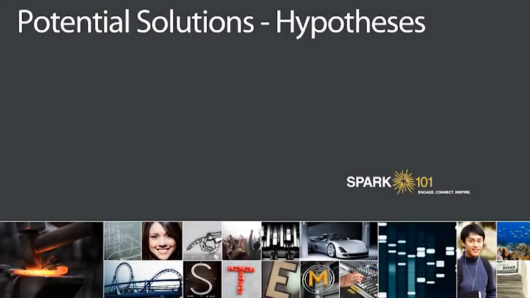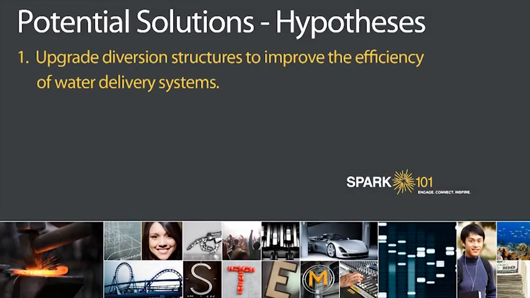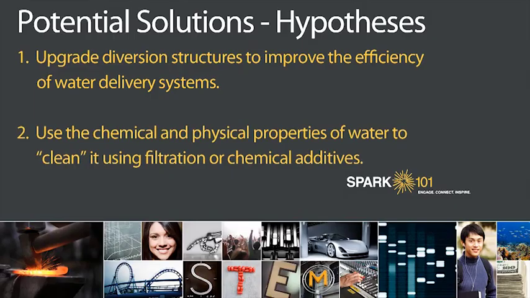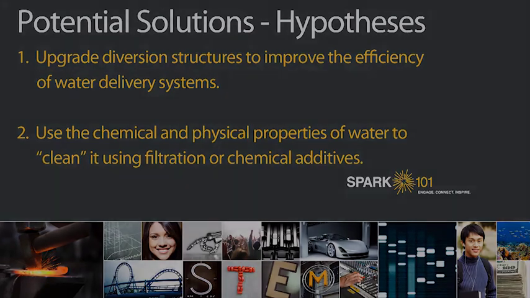The first one is upgrade diversion structures to improve the efficiency of water delivery systems. The second one is use the chemical and physical properties of water to clean it using filtration or chemical additives. Our first hypothesis is figuring out how to better collect water that is already available. Our second hypothesis is based on understanding that water is currently cleaned using physical separation of contaminants.